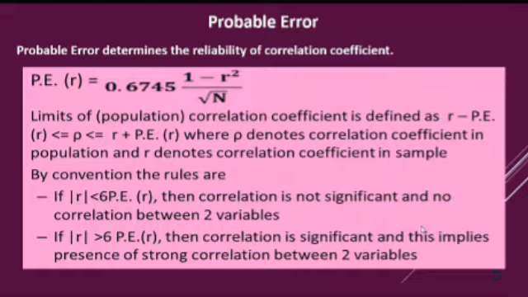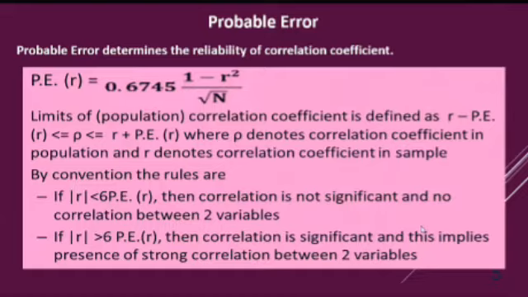Limits of correlation coefficient is defined as, you know that correlation coefficient limit is -1 to +1. Now population correlation coefficient limit is r minus probable error less than or equal to rho less than or equal to r plus probable error. Of course, it will be in between -1 and +1 only, no doubt about it.